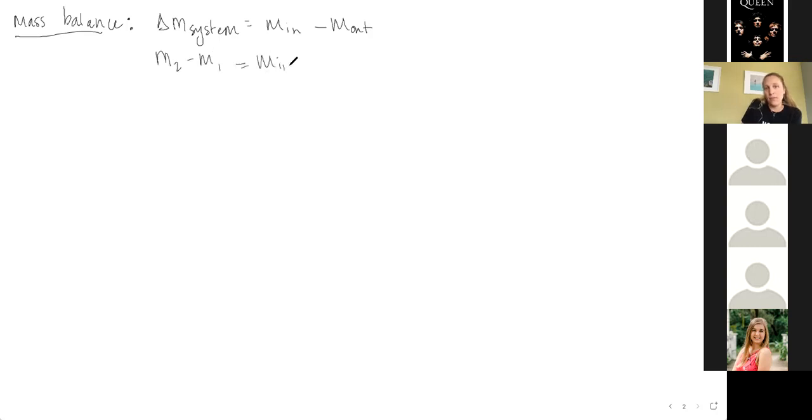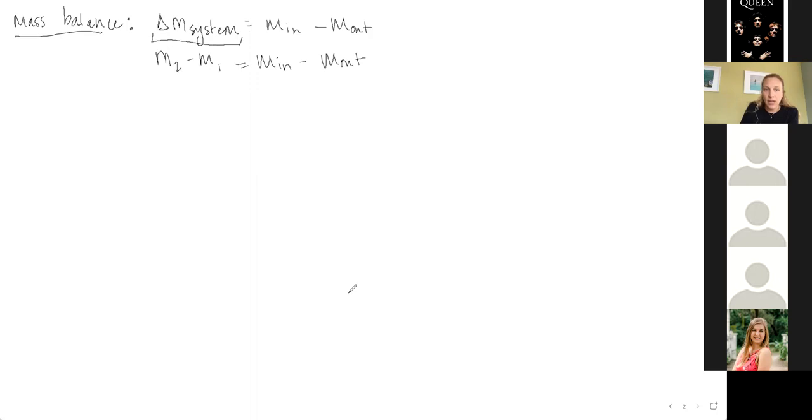So first, for these problems, for unsteady flow, we're always going to start with our mass balance and our energy balance, unless we're only looking at mass balance. But typically the way we always do it, start with the mass balance, then go to an energy balance. So our mass balance equation is going to be the change in mass of our system is equal to the mass coming in minus the mass going out. And remember, the change in mass of the system is M2 minus M1 is equal to M in minus M out. So this is the mass of the system.